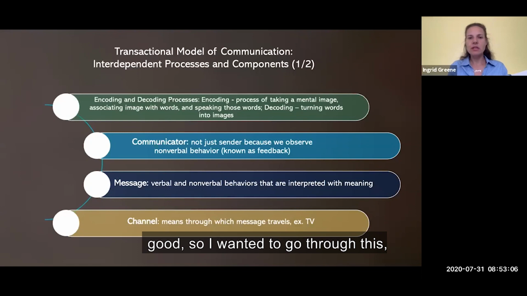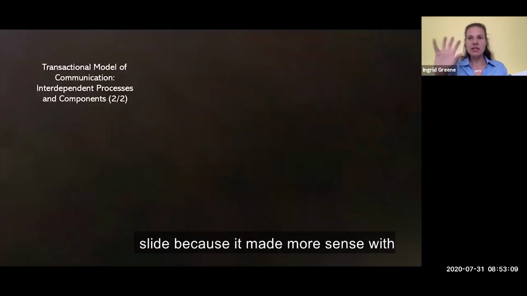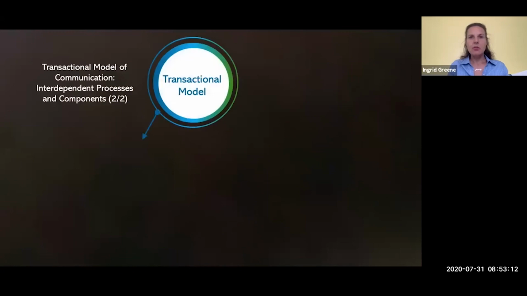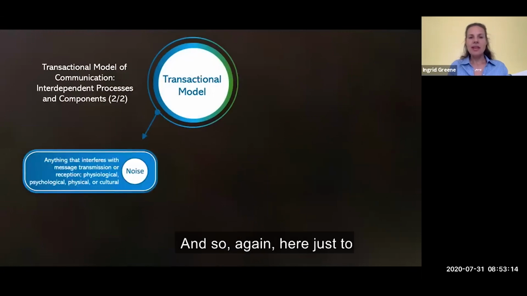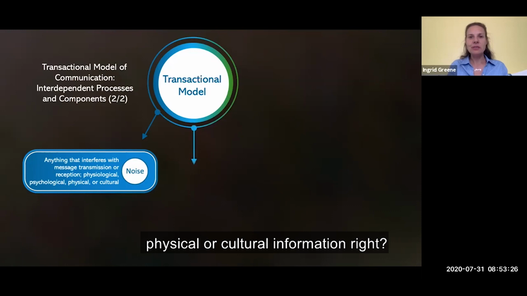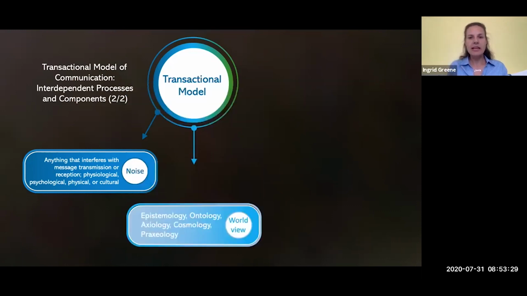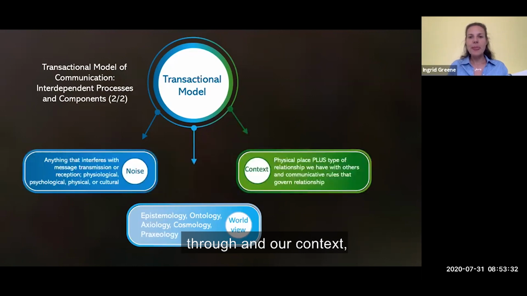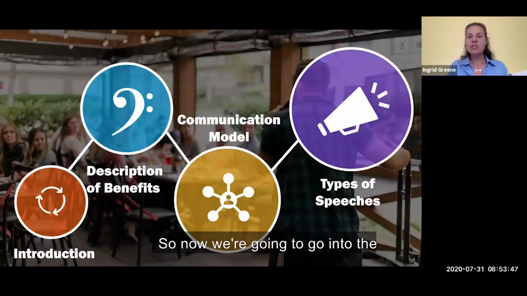Good. So I wanted to go through this, not in this slide, but in the previous slide, because it made more sense with that diagram. Good. And so again here, just to reiterate, noise, anything that interferes with the message transmission, the reception, our psychological, physiological, physical, or cultural information, right? Things that are going on in the room and in our mind. Here's our worldview that I just went through. And our context, as I mentioned, right? Our physical place, plus the type of relationship we have with others and communicative rules that govern the relationship. So as I said, our context here is an academic environment. Great, so now we're going to go into the types of speeches.